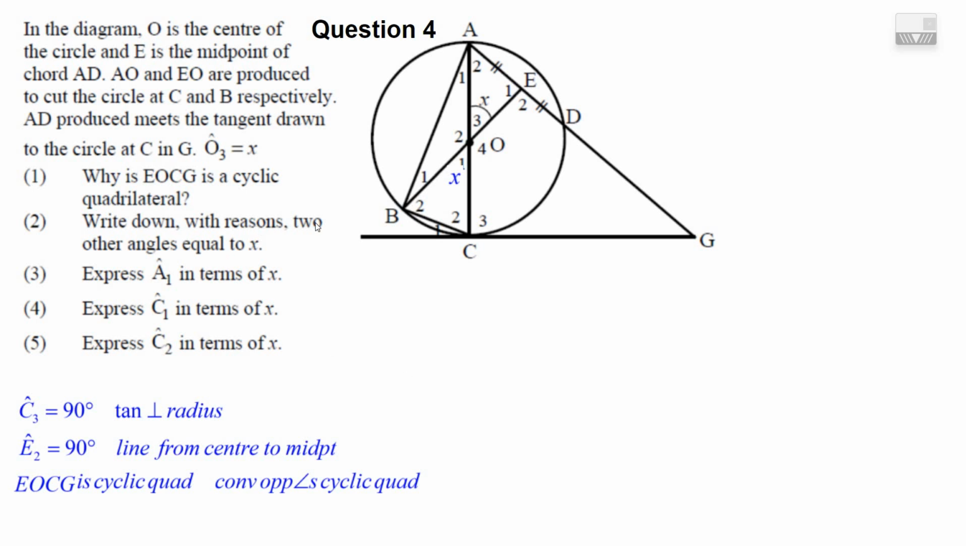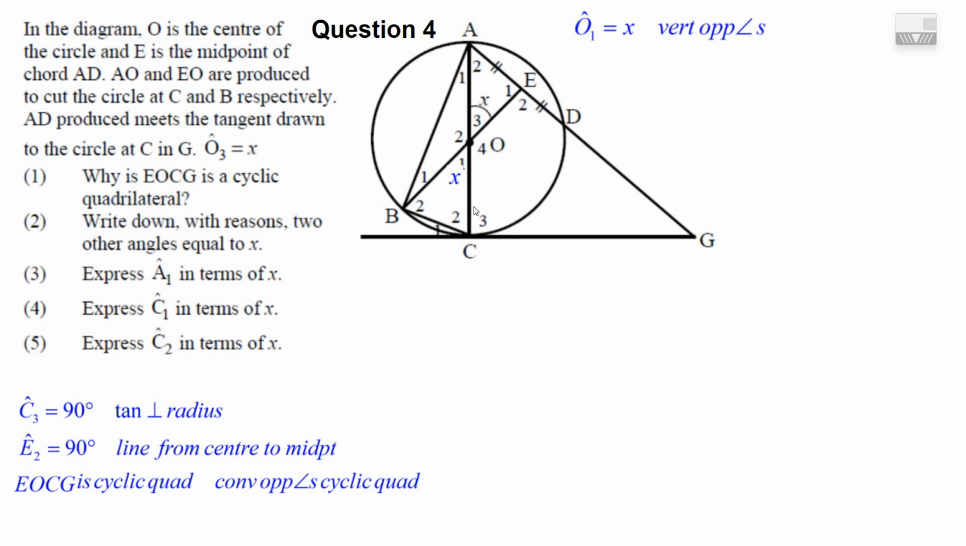Now write down with reasons two other angles that equal X. Well, I have this in here a little bit too early, but you can see right away the O3 is X, gee, O1 must be X, vertically opposite angles. Well, that was pretty easy.